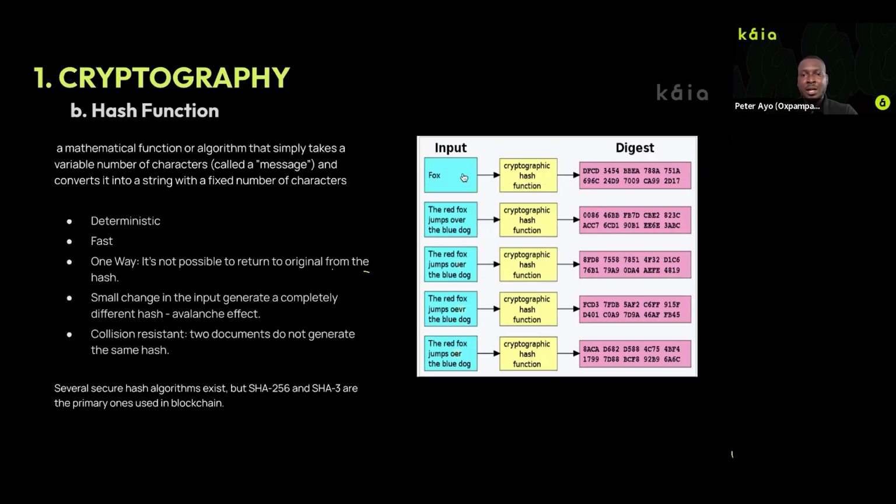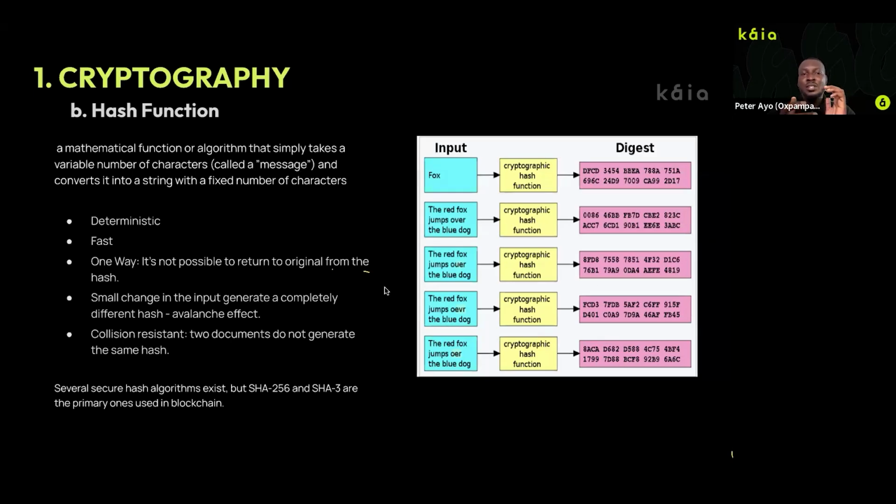As you can see on the image on the right-hand side, we have an input, fox, and we have a cryptographic hash function, and then it returns a digest, right, which is a fixed value. As you can see, this is a fixed value. The same size here and over here. The length of the input doesn't determine the length of the output. As a matter of fact, the length of the output is always fixed, no matter the size of the input.